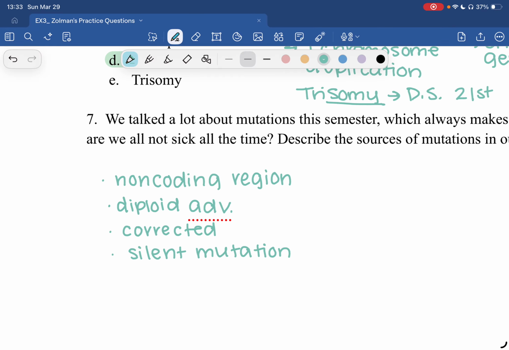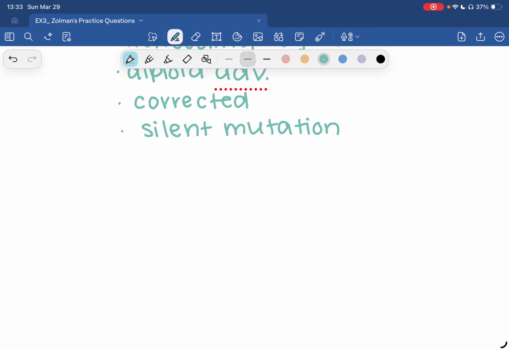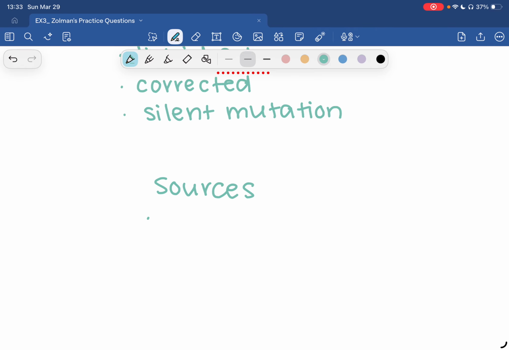Okay, next I'm going to talk about, and of course, review all the different types. I'm just giving a few examples of some. Now I'm going to go to the different sources of mutations. So some sources include just DNA replication errors.